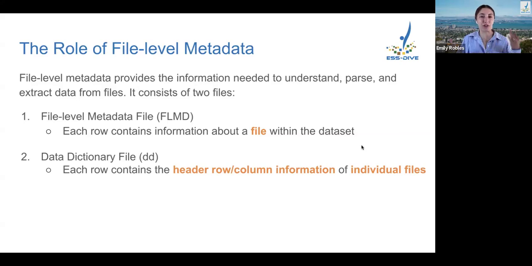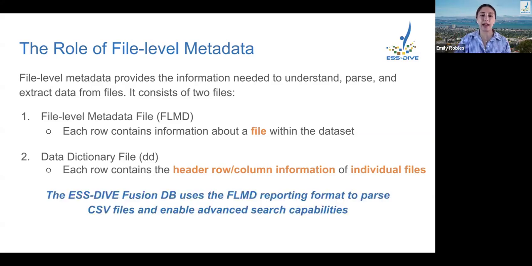And in that file, each row contains information about all of the files in a data set. So you're essentially describing all of the contents of your data set. And then there's another file, a data dictionary file, where each row contains the header row and column information of individual files. So these are describing the variables within a single CSV file. And together, the file level metadata reporting format enables advanced search capabilities through a tool called the ESS-DIVE Fusion Database, which has been developed using the file level metadata reporting format.